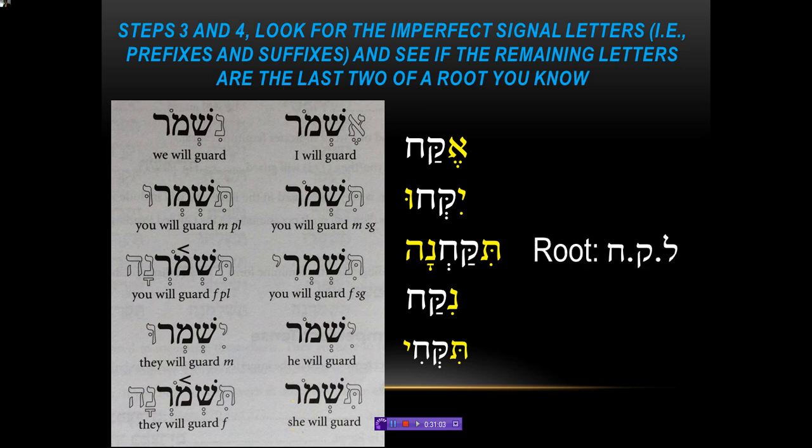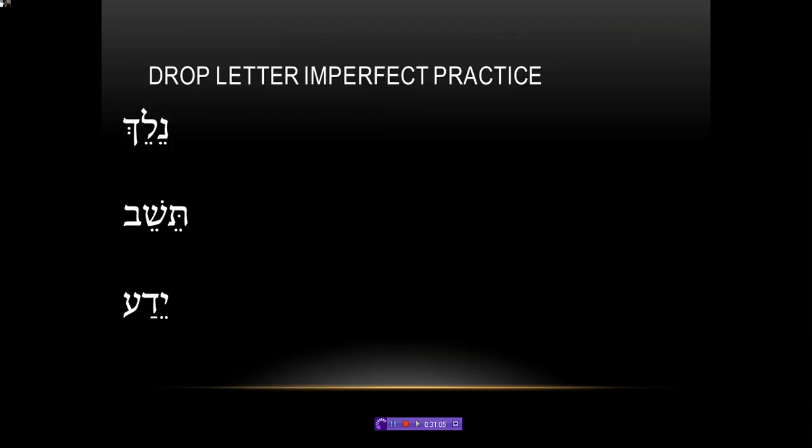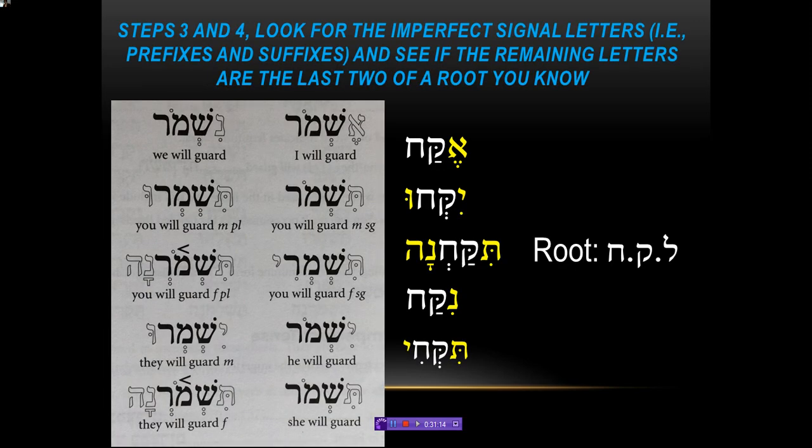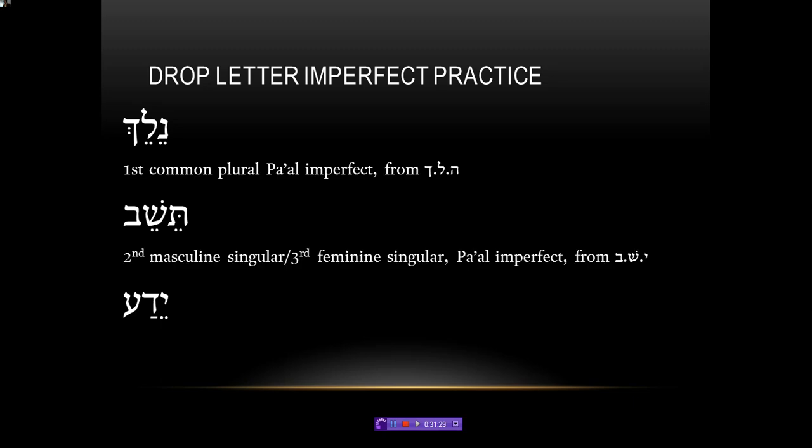And you may, check this out, there is no suffix, right? So we have to find the form of the imperfect that begins with the tav and has no suffix. And that would be second feminine singular and second masculine singular and third feminine singular. So remember, that's an ambiguous form, so we would have to look at the context to determine it. So this one would be second masculine singular or third feminine singular, all imperfect, from yashav.